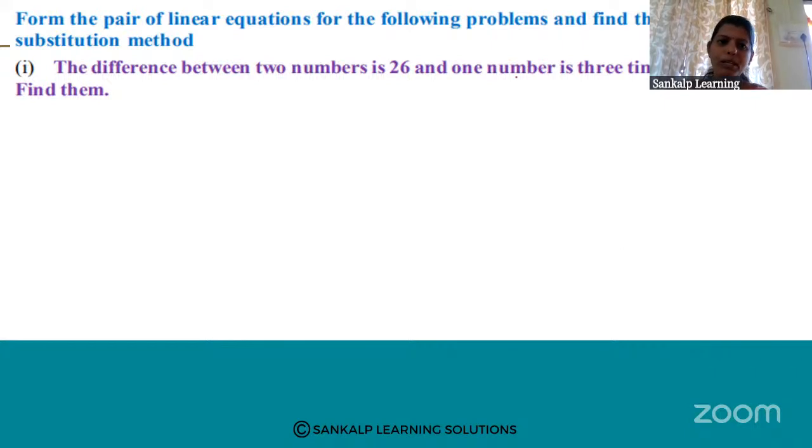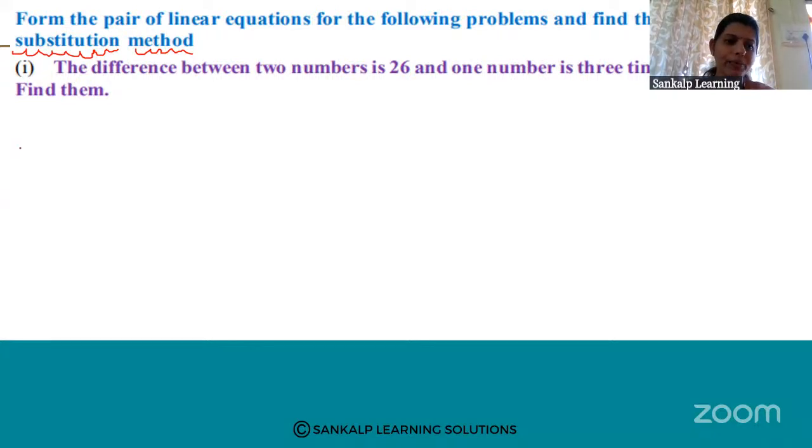First question: form the pair of linear equations for the following problem and find their solution by substitution method. Here they have mentioned that only by the substitution method can we calculate the problem, okay? The problem is: the difference between two numbers is 26 and one number is 3 times the other, find them, okay? We need to find the two numbers. They have given the difference, and that one number is 3 times the other.